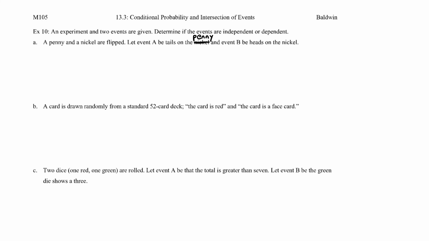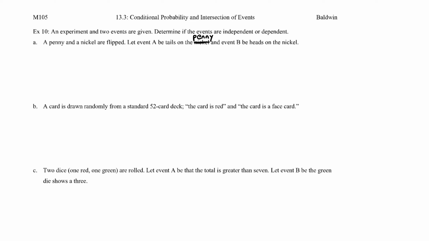Okay, so the first example tells us that we have a penny and a nickel that are being flipped. Event A is that it's going to be tails on the penny, and event B is that it's going to be heads on the nickel. So event A is that we're going to have tails for the penny, and event B is that we're going to have heads on the nickel.